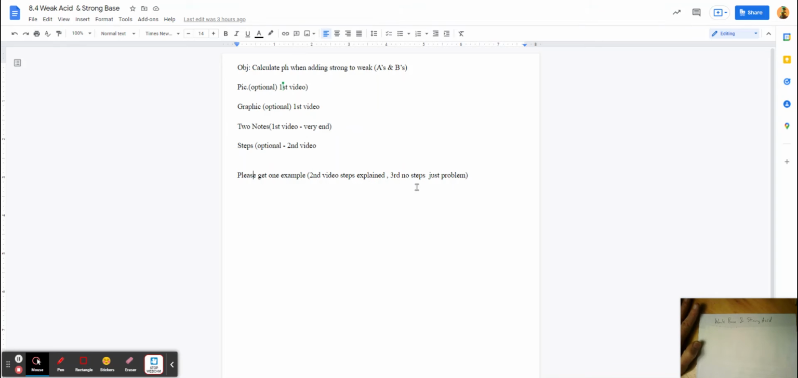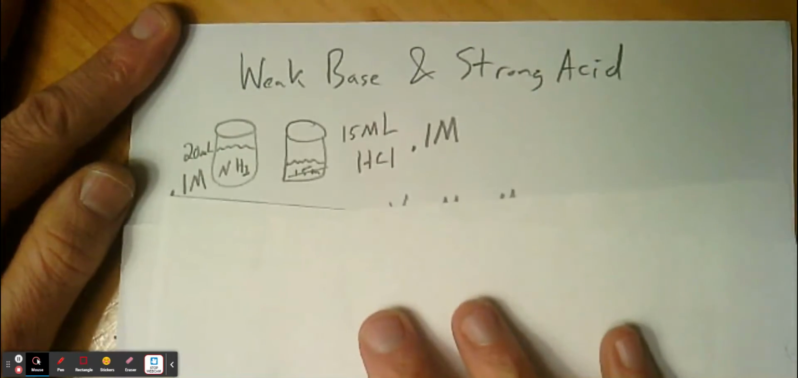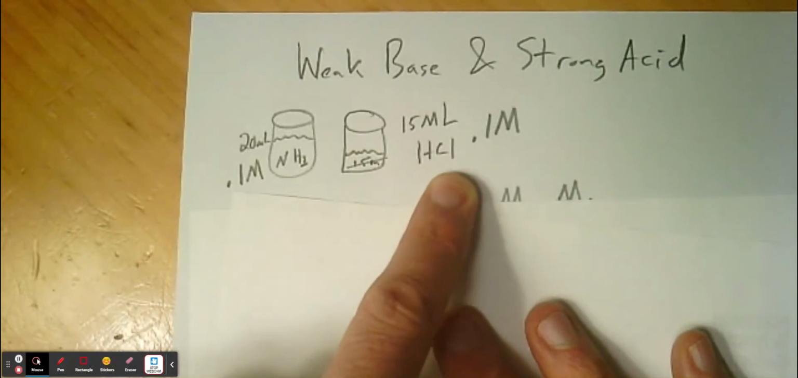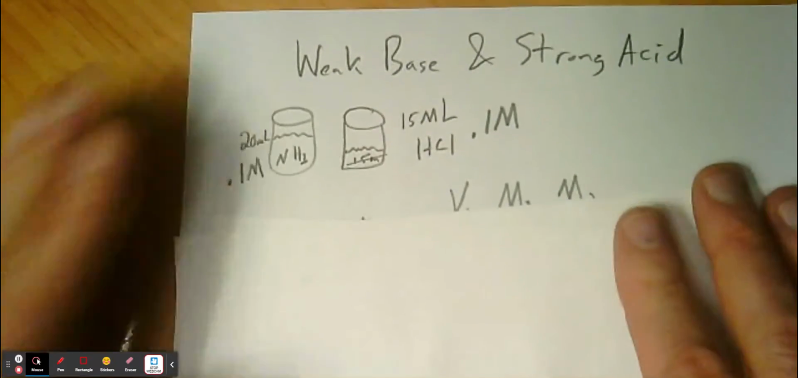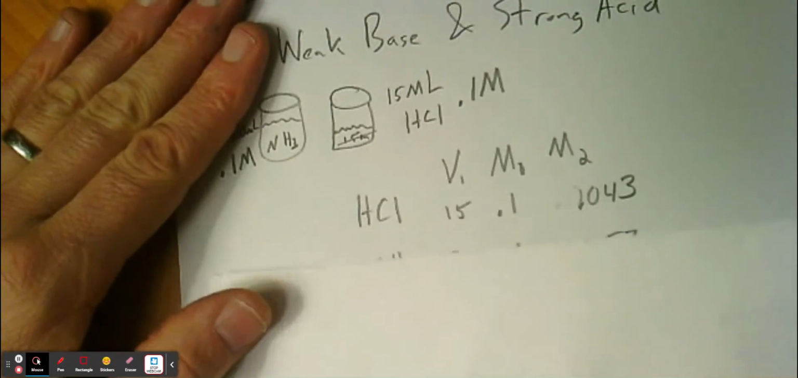Okay, here's my second example, the third video. I'm not going to write out the steps, just do the problem. All right. And this one is going to be a weak base with a strong acid. My weak base in this case is ammonia, and my strong acid is hydrochloric acid. They have the same molarities. First step is boom, boom, do the dilution.